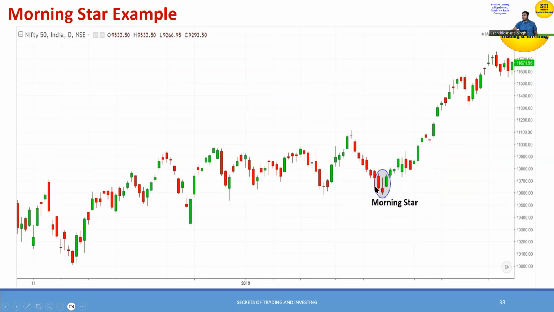And if you look at this one, it is at the bottom, which as we discussed, is the most effective scenario. If you find the scenario at the bottom of any trend, that means it is giving the reversal sign, or from there the market is going to move in an upward direction.